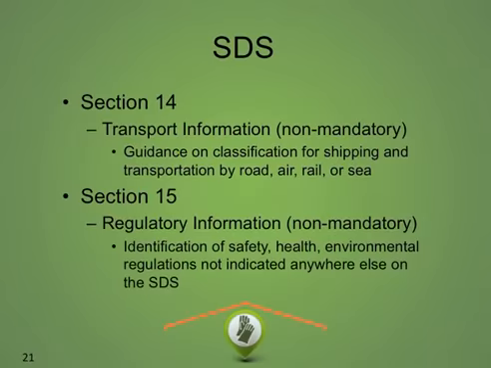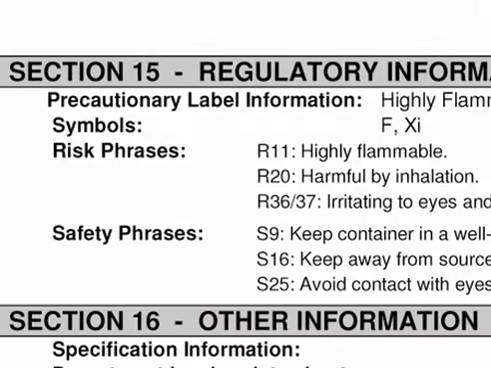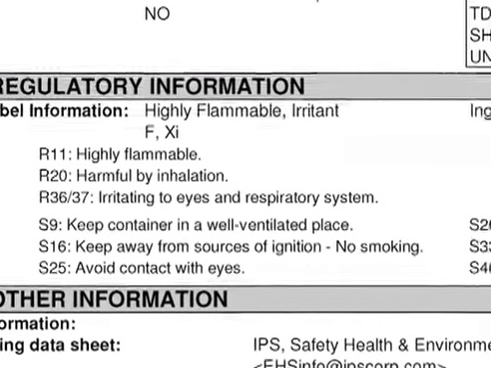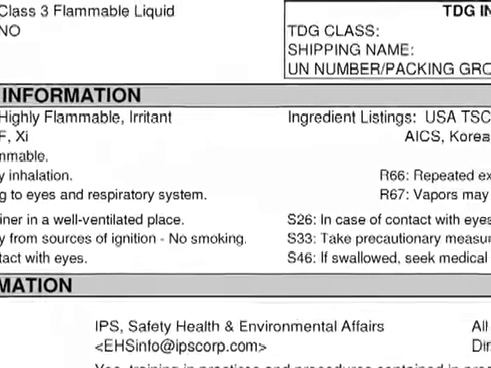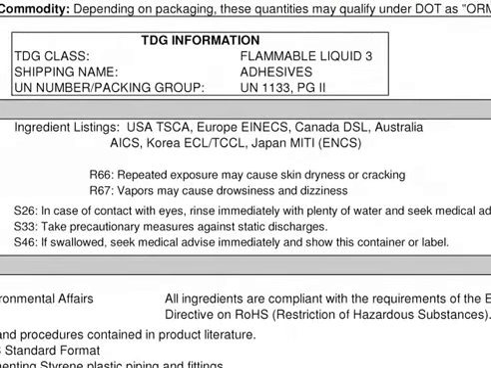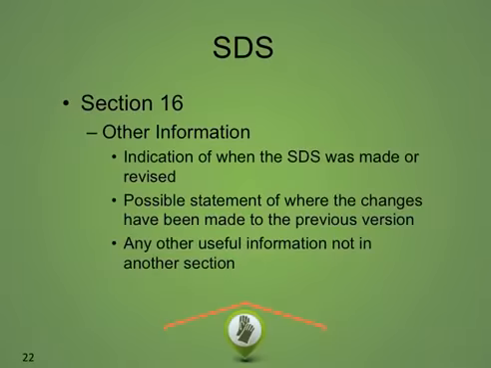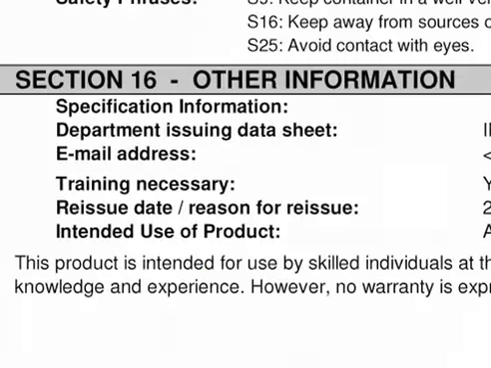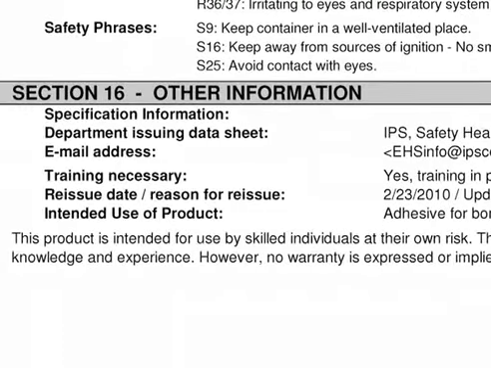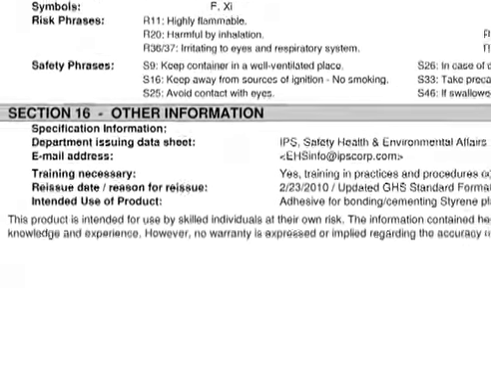Section 15, Regulatory Information, identifies any health, safety, or environmental regulations not indicated anywhere else on the SDS. This may include information from any national or regional regulatory agency, such as OSHA, DOT, EPA, or the Consumer Product Safety Commission. Section 16 is designated as an area for any additional information that needs to be provided, such as an indication of when the SDS was made or revised, or a possible statement of where the changes have been made to the previous version of the SDS.